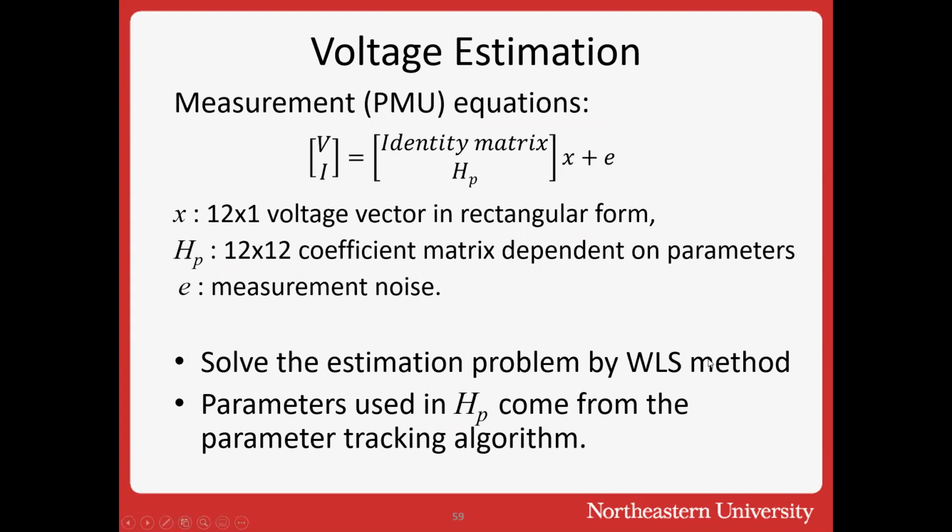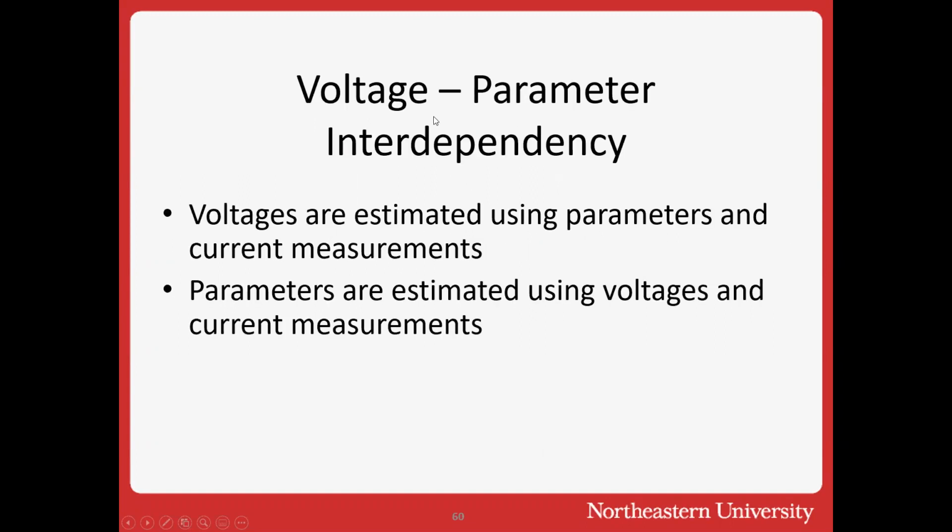We can solve the estimation problem using weighted least squares method. And then in this case, of course, we will be using a model where this coefficient matrix is a function of these unknown parameters. So we run into this very strange situation where there's a voltage parameter interdependency. So voltages are estimated using parameters and current measurements, but then the parameters are estimated using voltages and the current measurements. So what we are estimating here are used as if we know them in this part, and then what we are estimating here are used as if we know them in the first part. So that means we need to do an iterative solution.